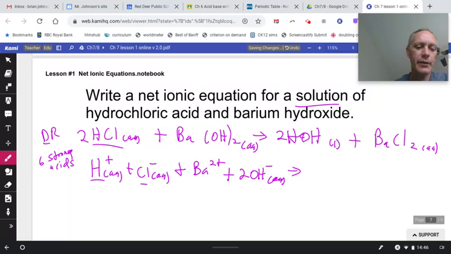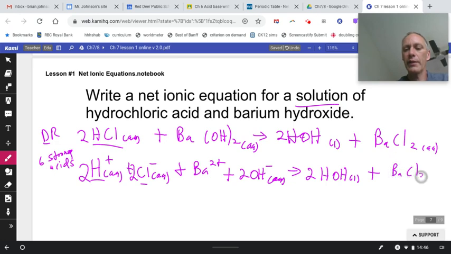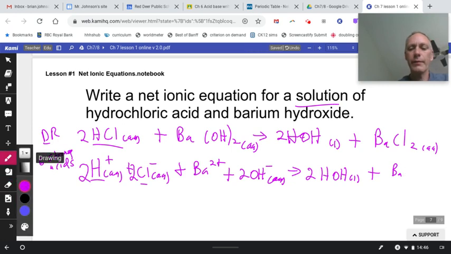Oh boy. Mr. Johnson, you can do better. Okay. 2H plus, 2Cl minus, 1 barium 2 plus, 2 hydroxides, and we get 2HOH liquid and BaCl. Whoops, jumping the gun. That's aqueous, so that's Ba2 plus and 2Cl minus. Aqueous, aqueous.